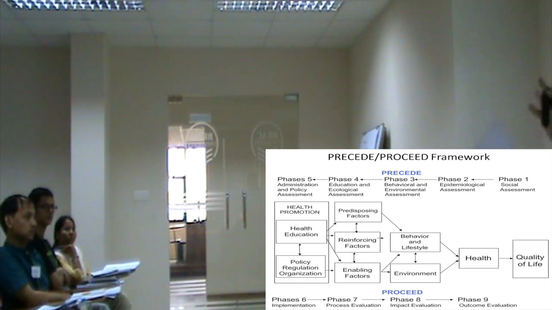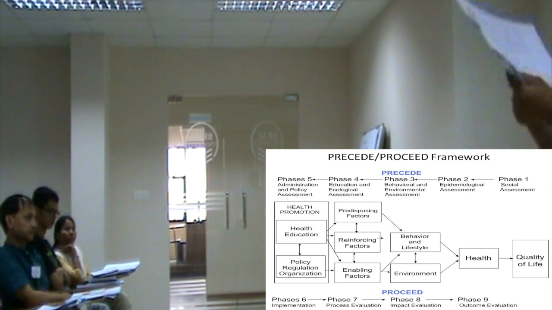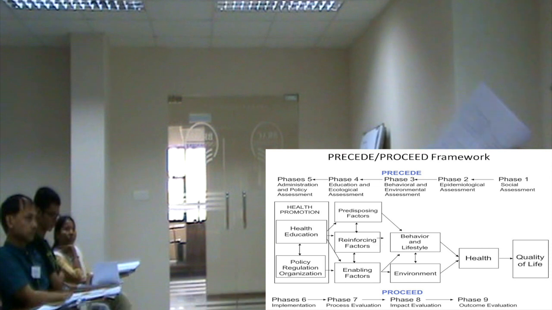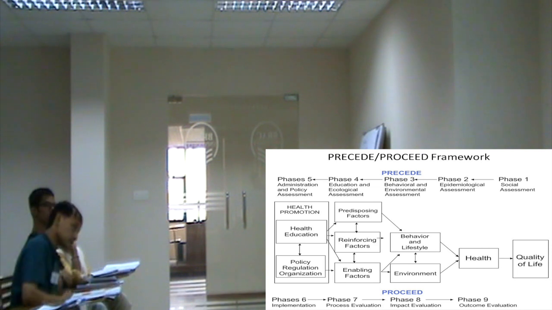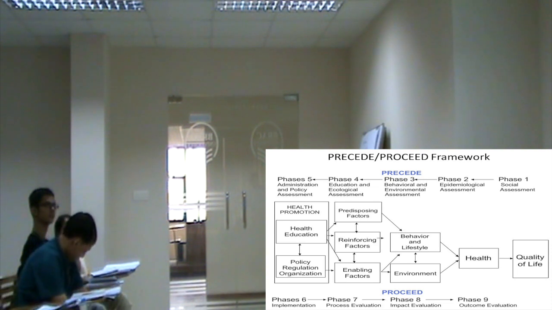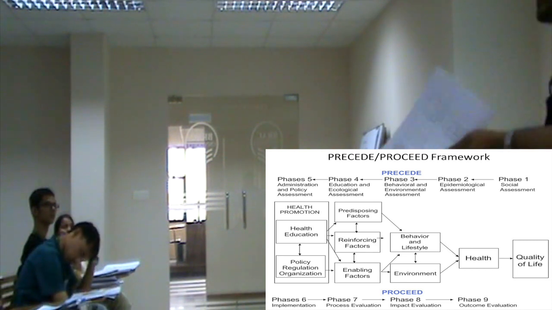It's not what we do. This is what we want to achieve. This is what we try for. We try through our health education campaigns, right? We do our health education to do this. So I'm telling again for the last time, we do health education and regulation to affect the predisposing, reinforcing, and enabling factors, which affect the behavior or lifestyle or the environment, which changes the health status. And as a result of changed health status, we are having a better quality of life.